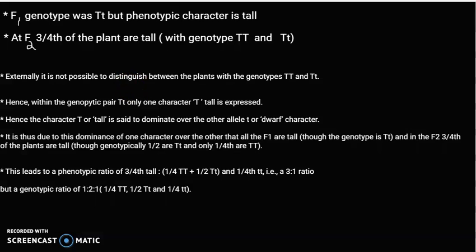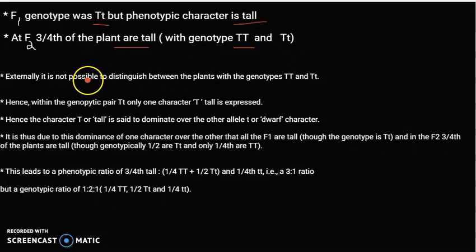So using all these conclusions, Mendel came up with many observations. He saw that the F1 have a genotype of capital T, small t. So the result of the F1 generation was capital T, small t, but the phenotypic character which we observed was tallness, right? So only one parent's character has been expressed. And at the F2 generation also, 3/4 of the plants are tall, and they have a genotype of either capital T, capital T, or capital T, small t. Right?